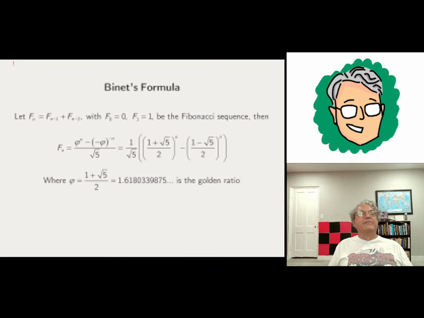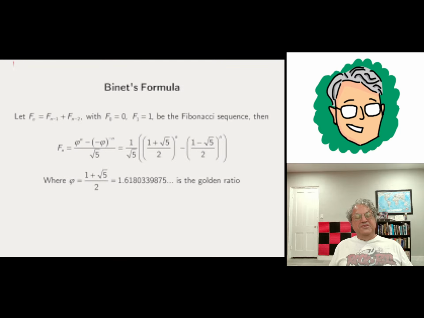It's phi to the n minus minus phi to the power minus n all over the square root of 5. Or if you want to write it in terms of radicals, it's 1 over square root of 5 times 1 plus square root of 5 over 2 raised to the nth power. 1 plus square root of 5 over 2 is just the golden ratio. And then you have to subtract 1 minus square root of 5 over 2 to the nth power. You can do this pretty quickly on a computer, or even on a calculator, I think. You can calculate arbitrary Fibonacci numbers.